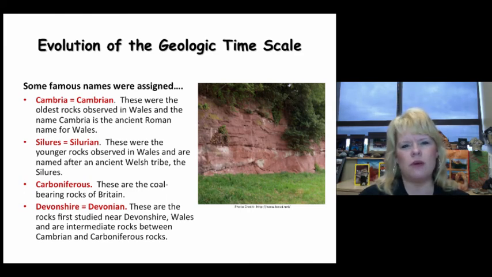So Cambrian's probably one of the more famous rock layer names simply because it's the basal unit of the Phanerozoic. Another famous name would be Silurian, named after Silures. Silures was younger rocks that were on top of these Cambrian aged rocks in Wales, and they're named after a Welsh tribe called Silures. So there's still a rock layer in between these that we'll address later on called the Ordovician. So it goes Cambrian, Ordovician, Silurian.